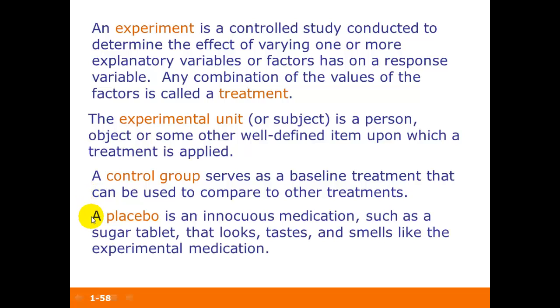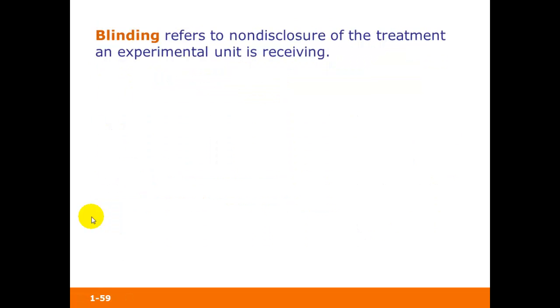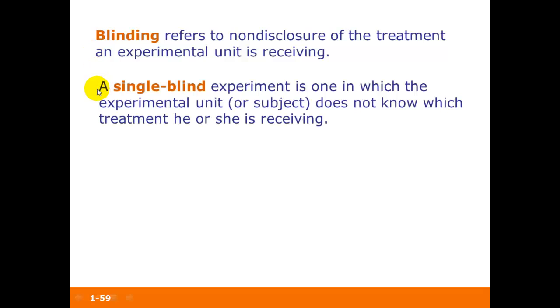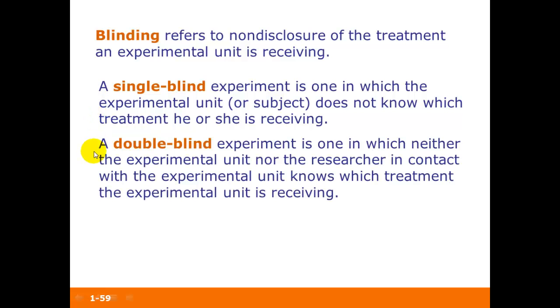A placebo is something like a sugar tablet that looks, tastes, and smells like the experimental medication. Blinding refers to non-disclosure of the treatment an experimental unit is receiving. So a single blind experiment is one where the subject doesn't know which treatment he or she is receiving. And a double-blind experiment is one where neither the subject nor the researcher knows which treatment the subject is receiving.